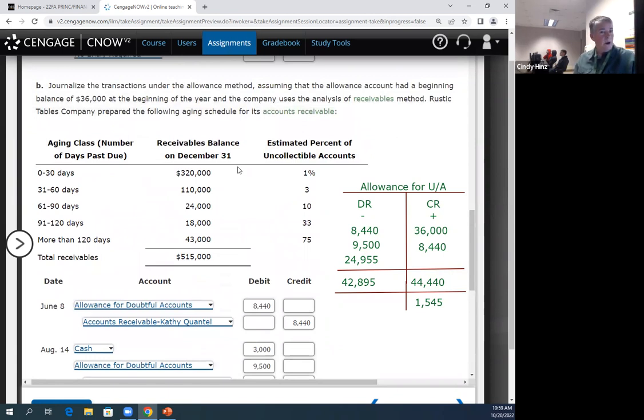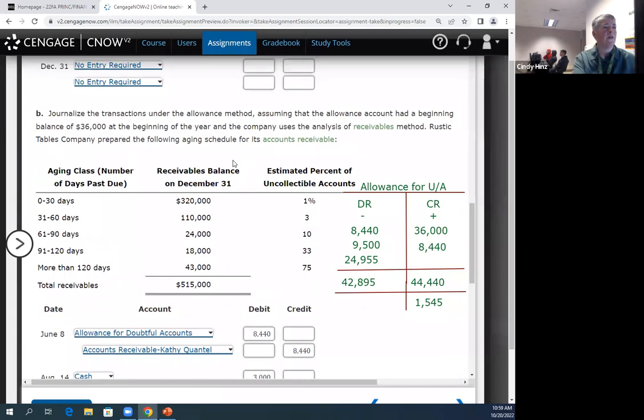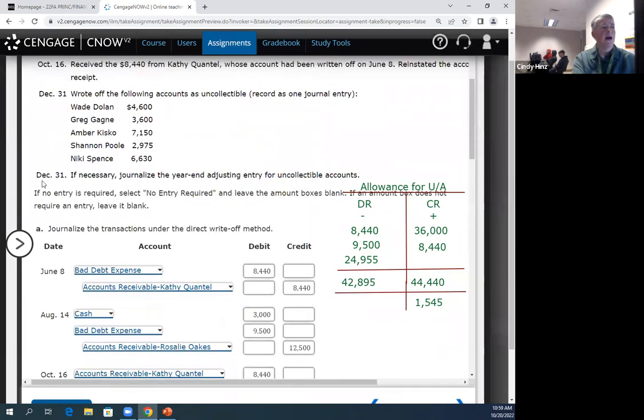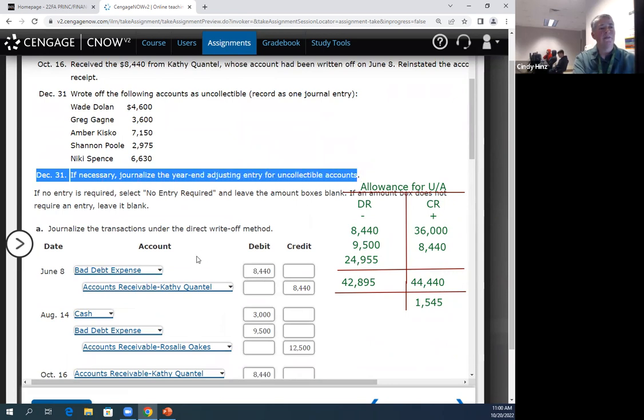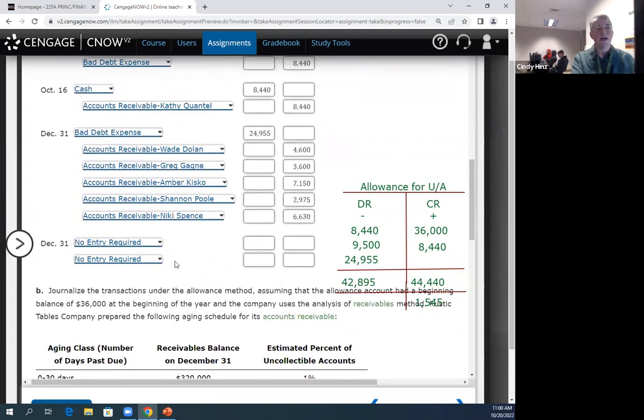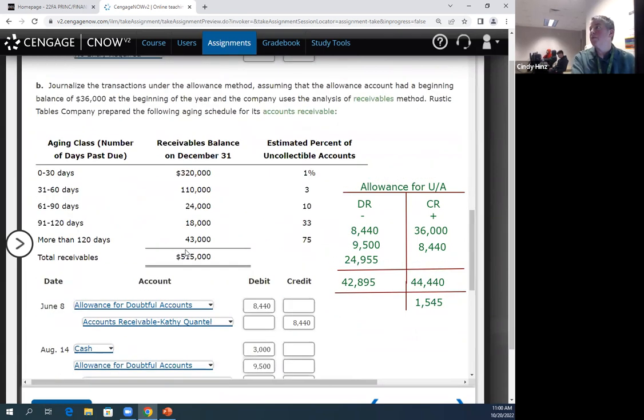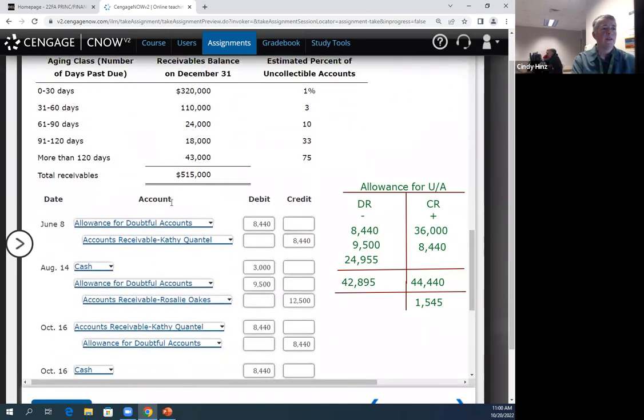So let's see. We're also told to do the last piece. Remember, the last thing we had to do is on December 31st, if necessary, journalize the year-end adjusting entry for uncollectible accounts. When we use the direct write-off method, we don't do that adjusting entry. We're not using an allowance. But under the allowance method, that's absolutely a requirement. I'm going to ask you to do this next calculation on your own. I'm going to pause the recording, and then we'll restart.